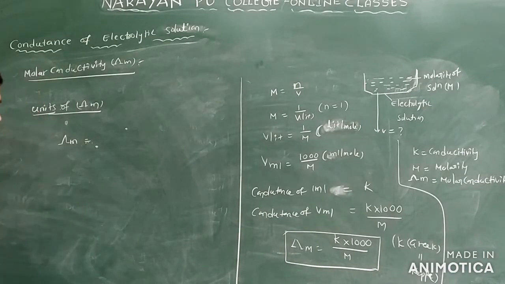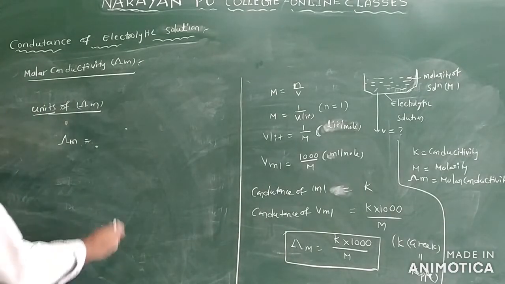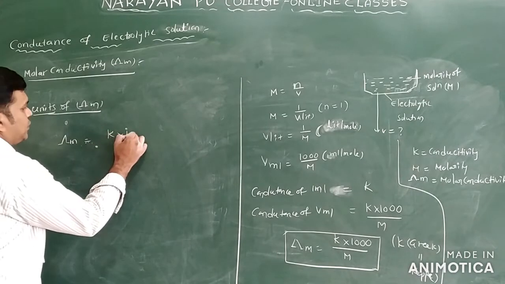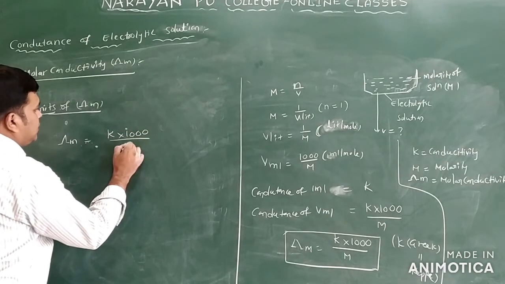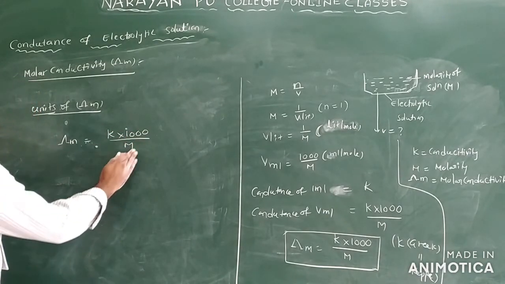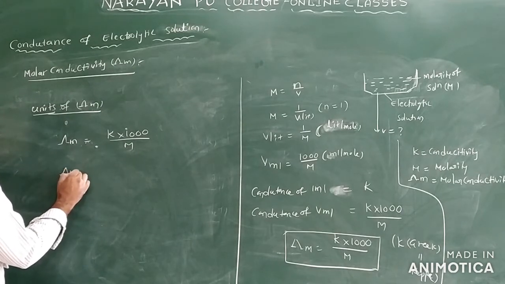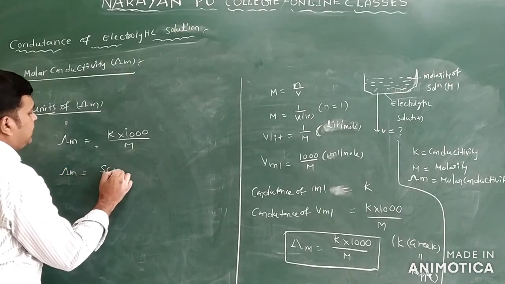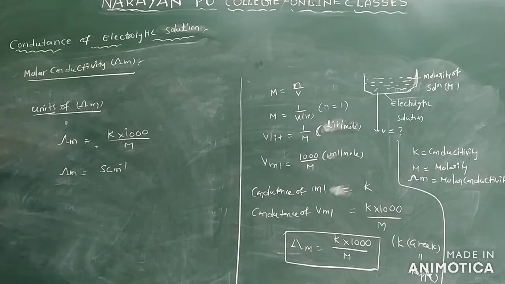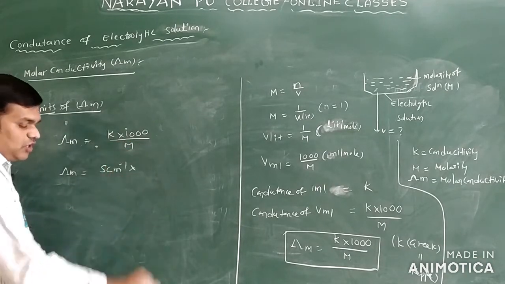So now we can see the units of this molar conductivity. Molar conductivity, I am writing here, is K into 1000 by M only. Generally, what are the units of conductivity? You will write here Siemens centimeter inverse only.